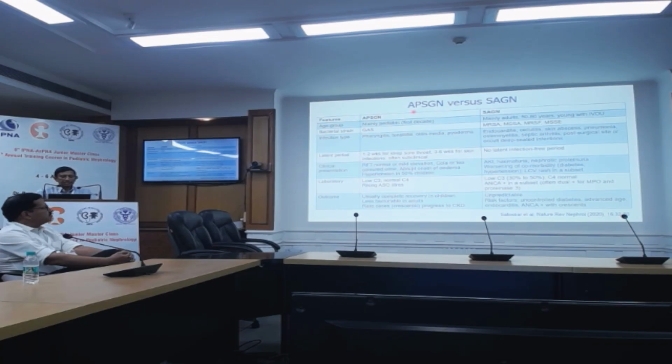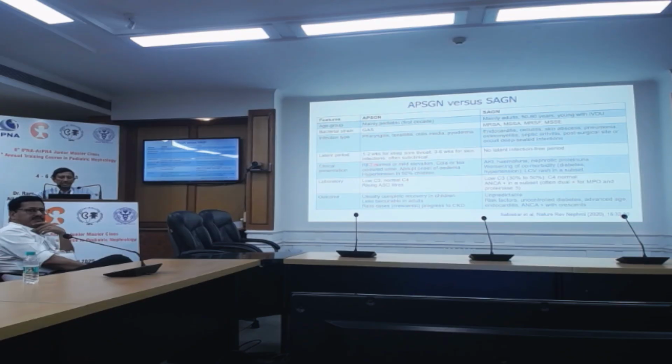So one must differentiate between PSGN and SAGN. While PSGN is mostly a pediatric disease, SAGN is seen mainly in adults and elderly patients. Young patients with IV drug use could have the disease. Most often, PSGN is because of a group A beta hemolytic streptococcus, while SAGN is because of MRSA. And so you have a history of either skin infection or tonsillitis in patients with PSGN, while SAGN, as we have discussed, could have more deep-seated infections or endocarditis, etc.